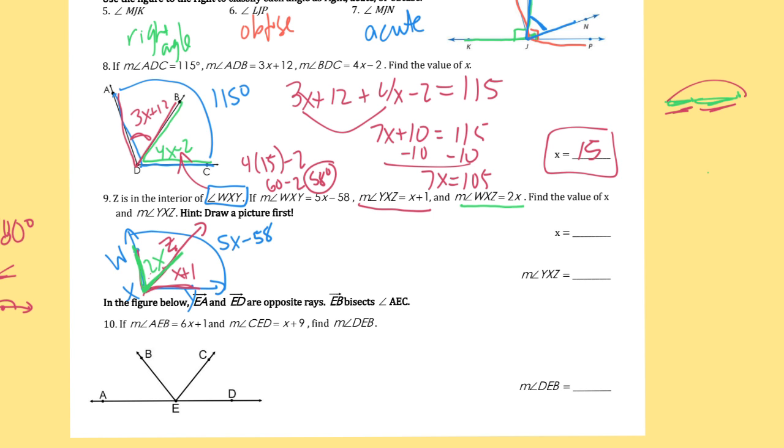And so we're going to say the sum of these parts, so this little angle plus this little angle, make the total angle right here. So you have 2x plus x plus 1, and their total is 5x minus 58. Pause a second. Do you see how if you add up the 2 baby angles, they equal the total? There's a big step here.